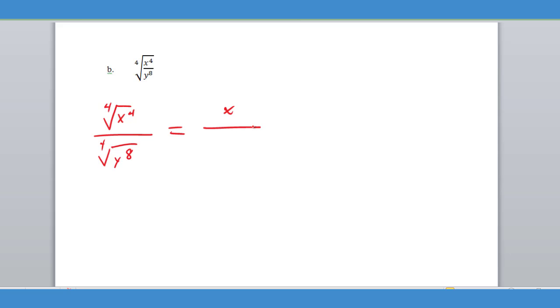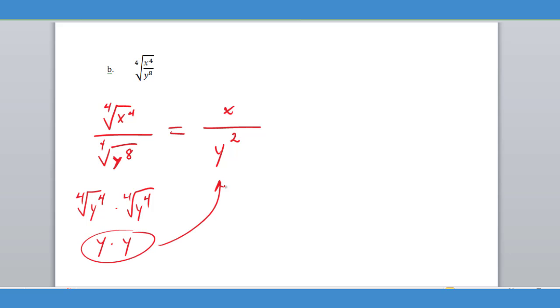Now on the bottom we have the 4th root and we have y to the 8th, which is very similar to what we had in the previous example, where we have twice as many y values as we have roots. And so that is going to lead me to simply y squared. And if you don't remember how we did that, we basically would break this up into y to the 4th and y to the 4th, giving us y times y, and that's going to give us the y squared. So that will be our final simplified answer in that case.